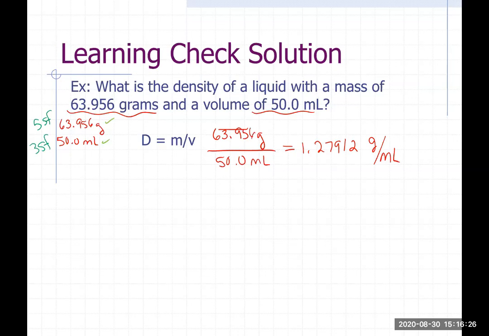So our answer, this is the multiplication division rule, our answer is going to have the same number of sig figs as the data value with the least number of sig figs. So that is 3. So that will be here, here, and here, meaning we're going to evaluate the next one over, which is a 9, and that is 5 or greater. So we will increase our last retained digit by 1 and then drop the others, and that gives us 1.28 grams per mL for our final density value.